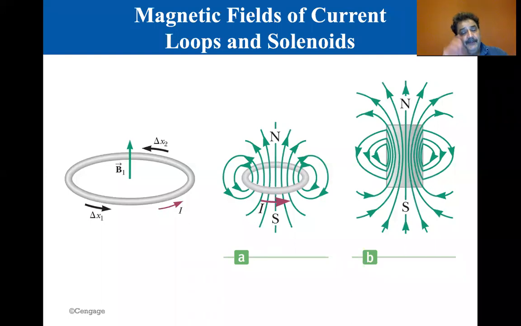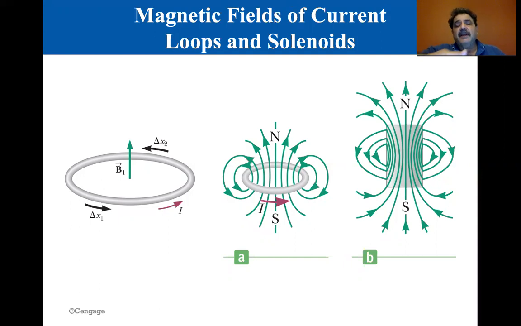Okay, we are at 19.9, magnetic fields of current loops and solenoids. Let's share the PowerPoint, and we can see that we have this loop of wire with a current I in it. If you just do the right-hand rule for that delta x1, the current in that area of delta x1 is going in this direction, so you have B going up, and you'll have a B1 going up through the center.